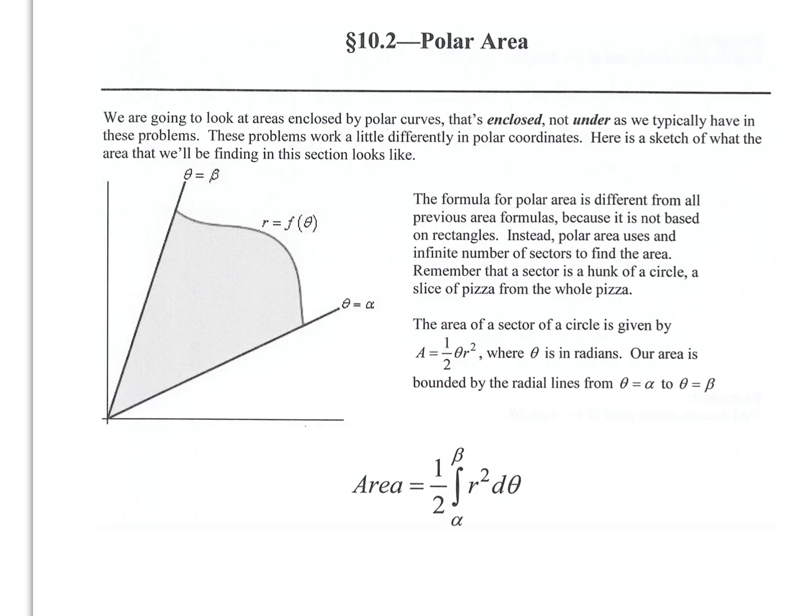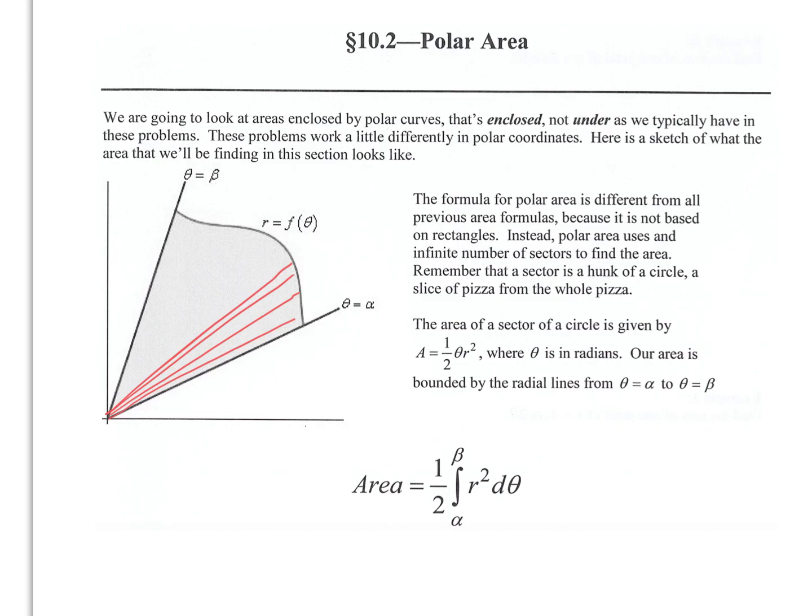The formula for polar area is different from all previous area formulas because it's not based on rectangles. Instead, polar area uses an infinite number of sectors to find the area. Remember that a sector is a hunk of a circle, a slice of pizza from the whole pizza. The area of a sector of a circle is given by A equals 1/2 theta r squared, where theta is in radians. Our area is given by the radial lines from theta equals alpha to theta equals beta.